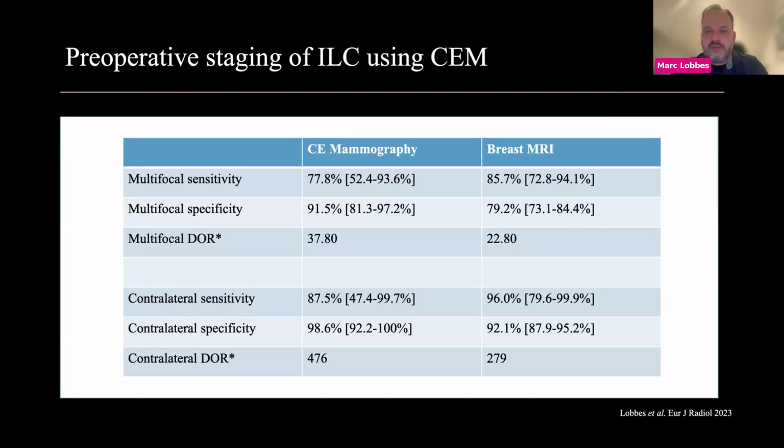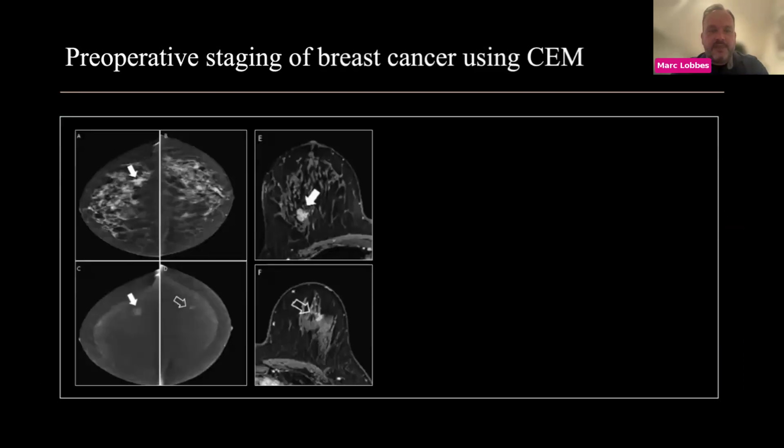So when you use MRI, yes, you tend to find a little bit more cancers here and there, but on the other hand, you also run the risk of having false positives. And that's the balance that we need to figure out. What kind of tumors do we see on which kind of imaging modality? This is how it looks.